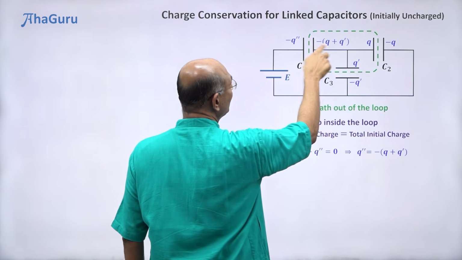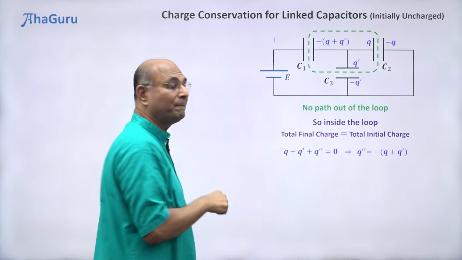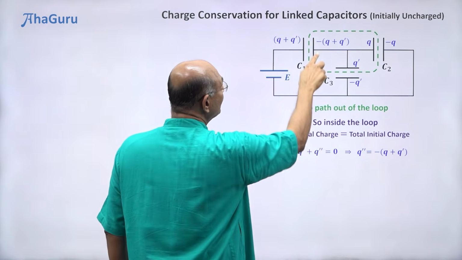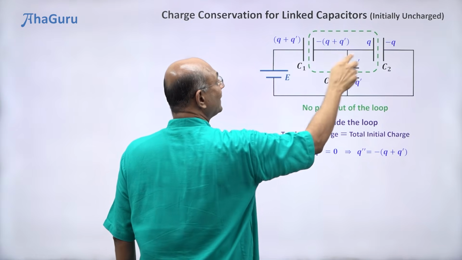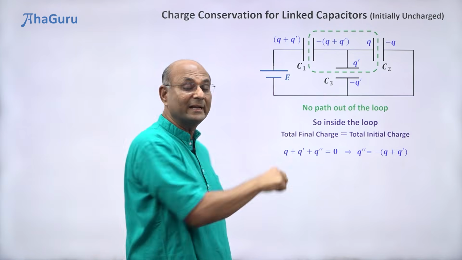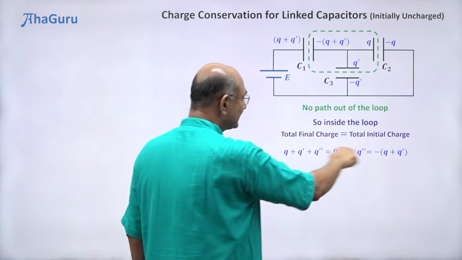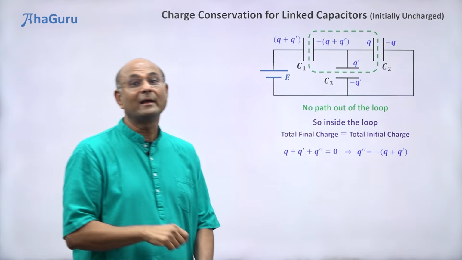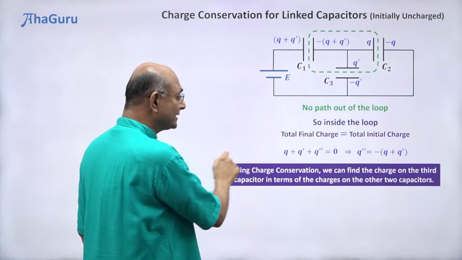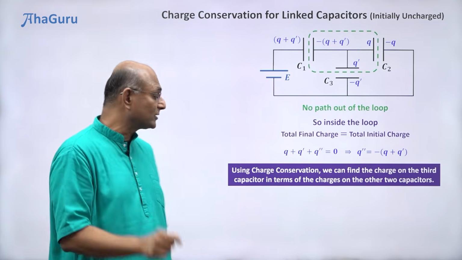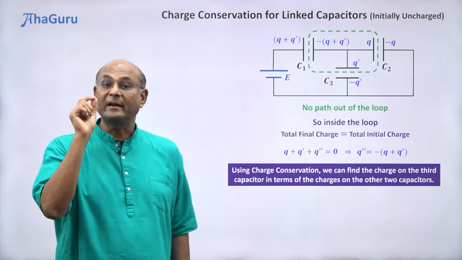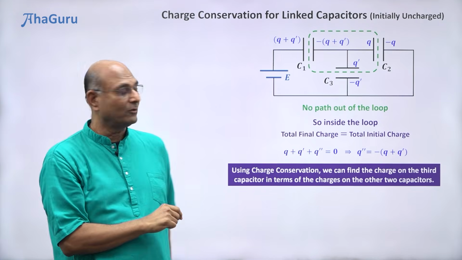Well, if this is minus of Q plus Q dash, this must be plus of Q plus Q dash, right? Just simply Q plus Q dash. So I know the charge on C1 in terms of the charges on C2 and C3. I don't need a third variable. This statement, which is from charge conservation, eliminates the third variable. So that means using charge conservation, we can find the charge on the third capacitor in terms of the charges on the other two capacitors. It reduced one variable. Okay.